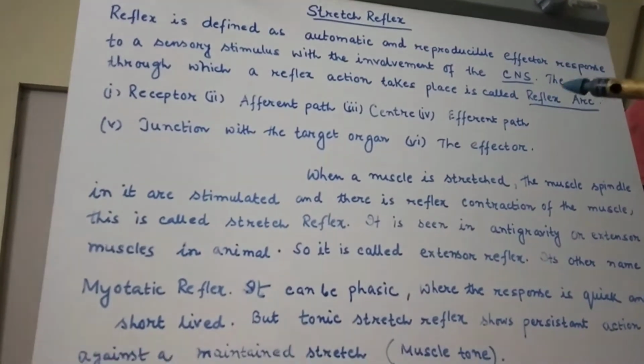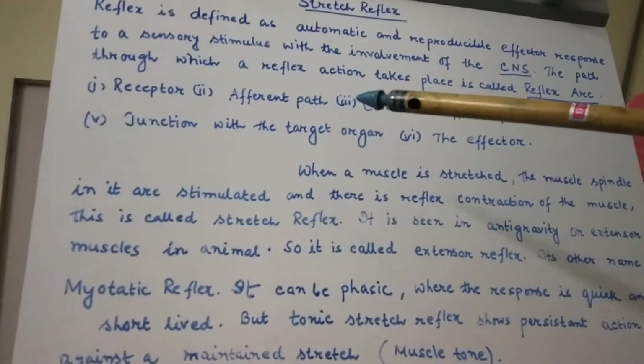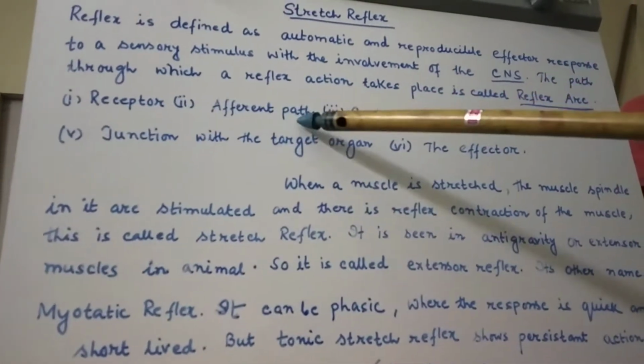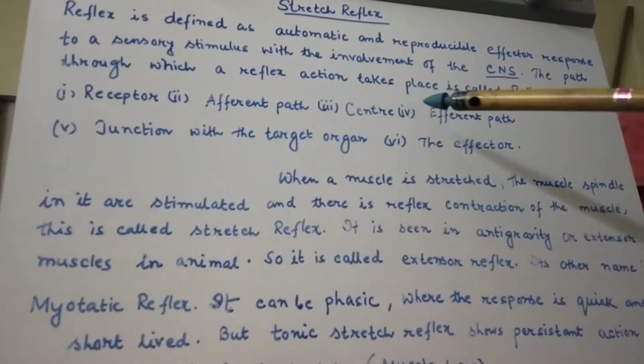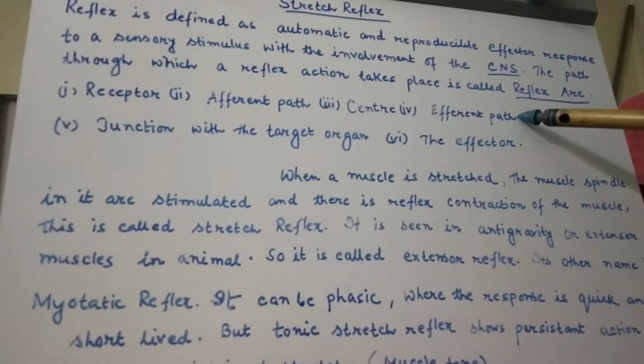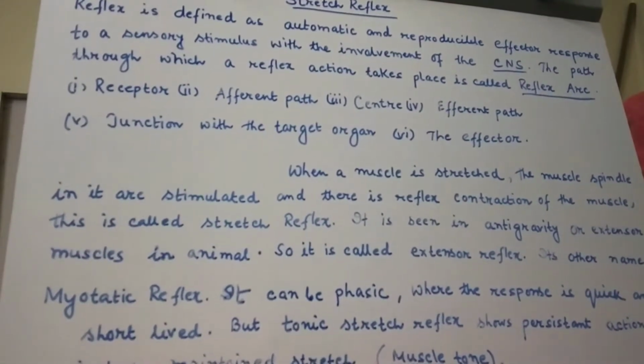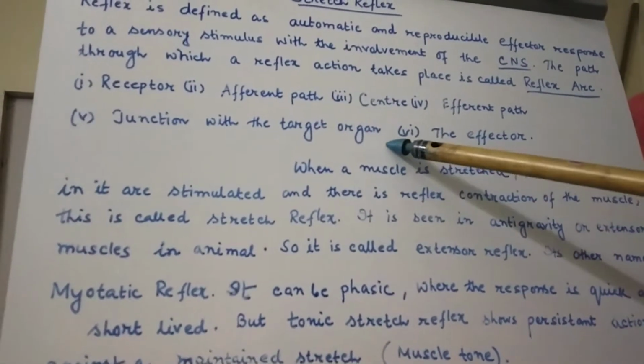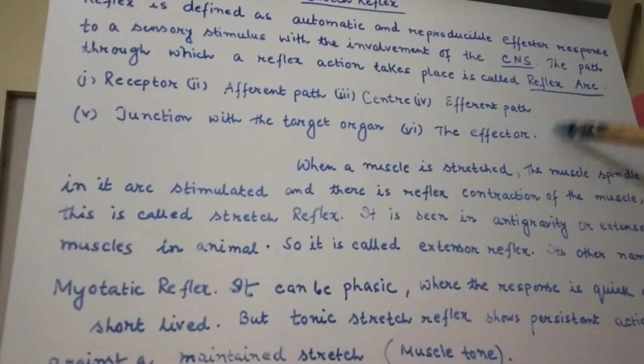So for that path we need receptors. Secondly, we need an afferent path. Third, we need a center. Fourth, we need an efferent path. Fifth, there is a junction with the target organ, and then the effector organ.